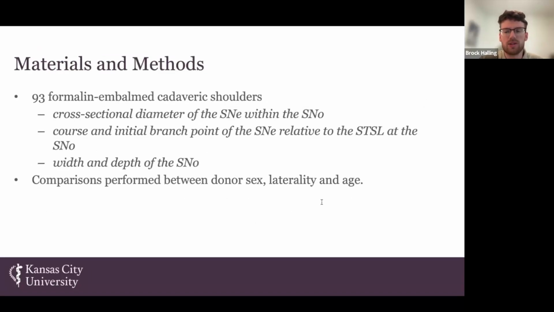So for our materials and methods, we used 93 formalin embalmed cadaver shoulders, which were dissected, and the analysis of the suprascapular notch was conducted. We measured the cross-sectional area or the cross-sectional diameter of the suprascapular nerve within the notch, as well as documented the course and the branching of the nerve relative to the ligament. The width and the depth of the notch was recorded, and we performed comparisons of these measurements and the suprascapular nerve between the donor sex, the laterality, left and right, and age, 75 and older, and 74 and younger.